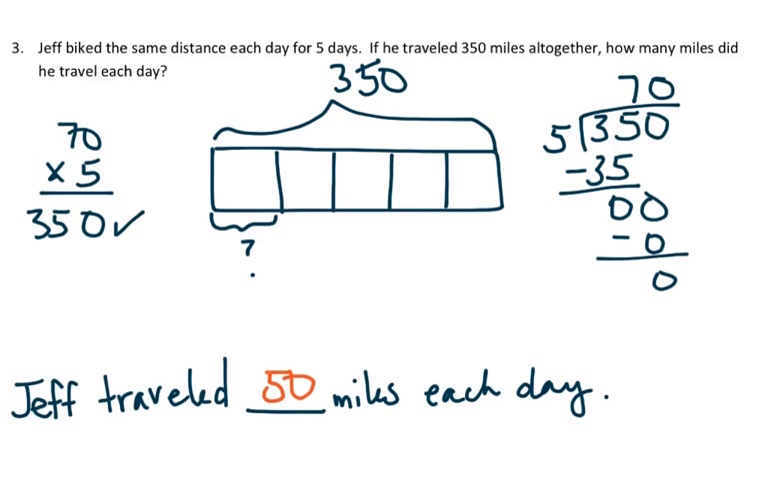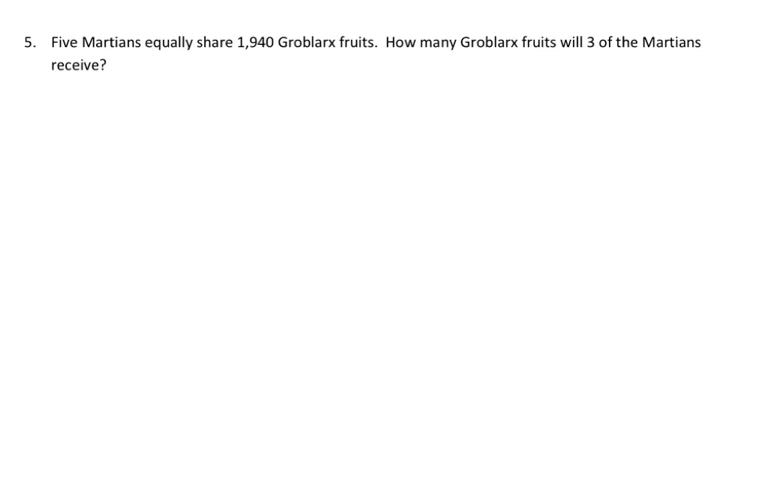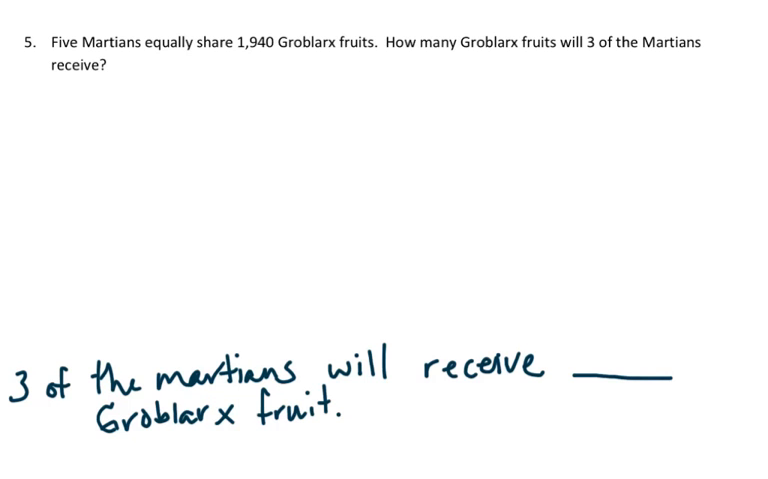Okay, the next question we're going to do is question number 5, and it reads, 5 Martians equally share 1,940 Groblark's fruit. How many Groblark fruits will 3 of the Martians receive? Okay, so let's do our target sentence. And that reads, 3 of the Martians will receive blank Groblark's fruits.